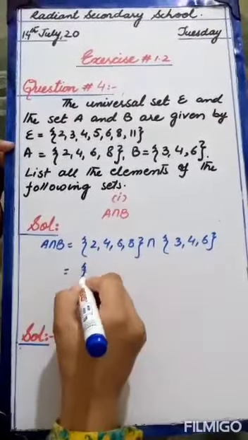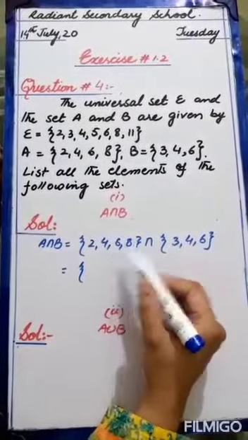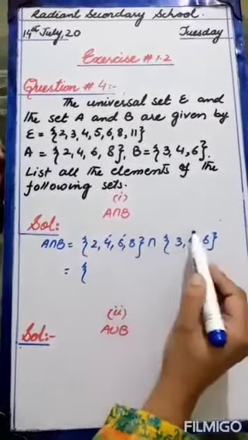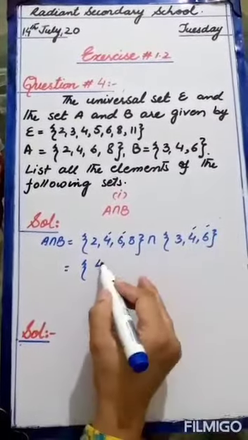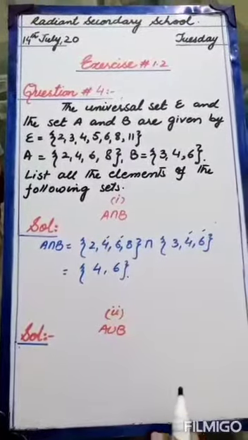Okay, what do we have to do in intersection? Yes, we have to find the common elements. The common elements are 4 and 6. So this is your answer in the intersection set.